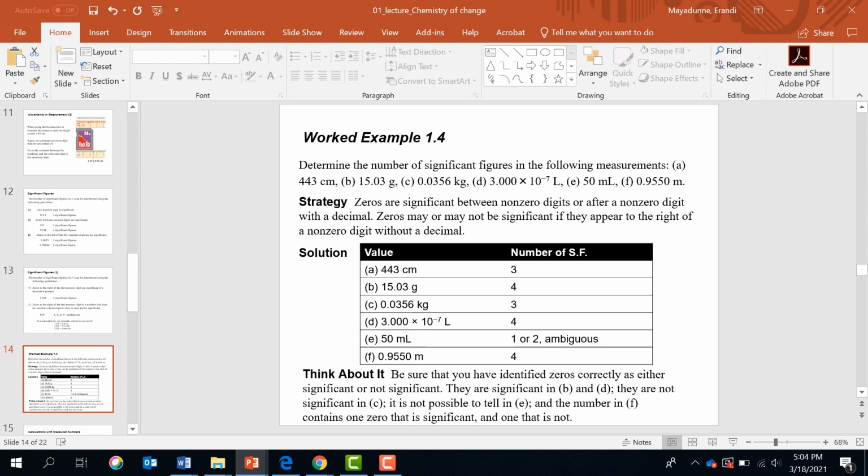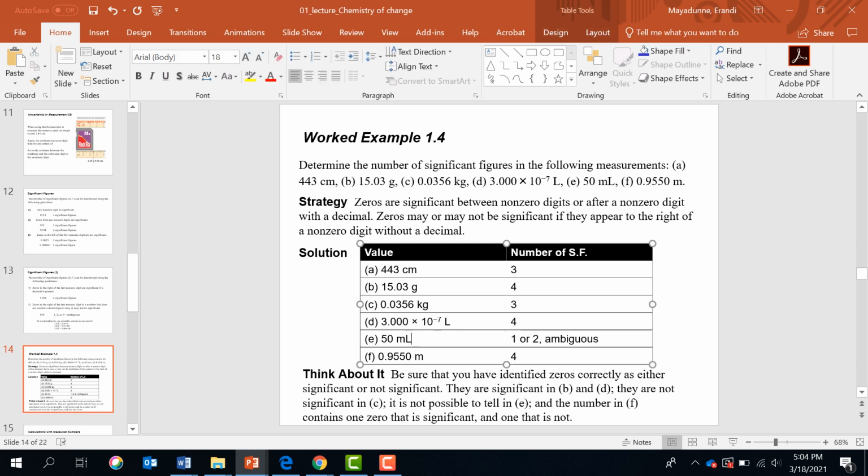So I have some practice problems. 443 has 3 Sig Figs, 4 Sig Figs. This is 3 because it's towards the left. This one, 3.000 times 10 to the power negative 7. Always, this is the coefficient and this is the 10 to the power. All the numbers in the coefficient are significant. 4 Sig Figs. 50 can be 1 or 2, or ambiguous.